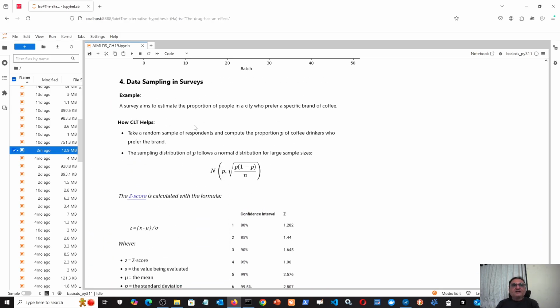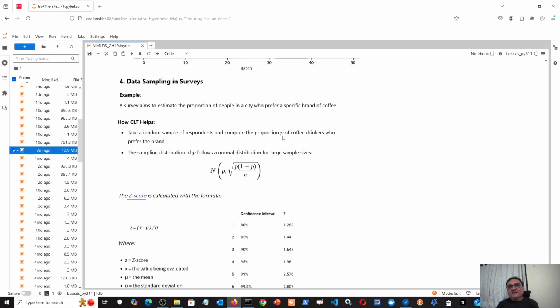Now here I have put one or two things for information. One is that you take a random sample of respondents and compute the proportion P of coffee drinkers who prefer the brand. A proportion means what? You take a sample of, say, 100 persons, and among them 55 say that they prefer Nestle. So what is the proportion? 55 by 100. Okay.